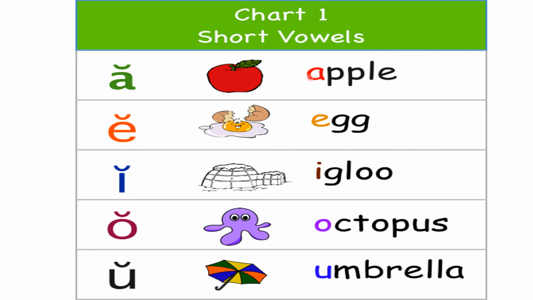A, E, I, O, U. These letters are called what? Vowels. A, E, I, O, U. These letters are called vowels.